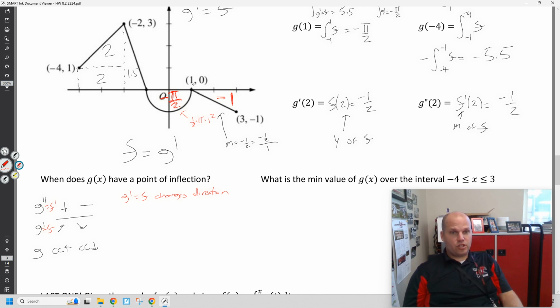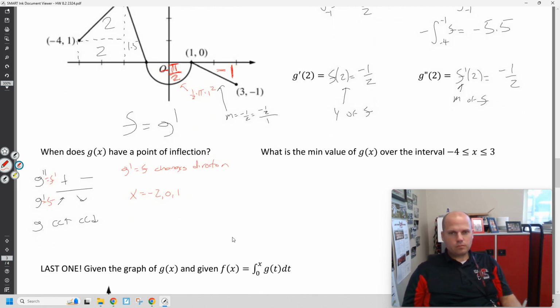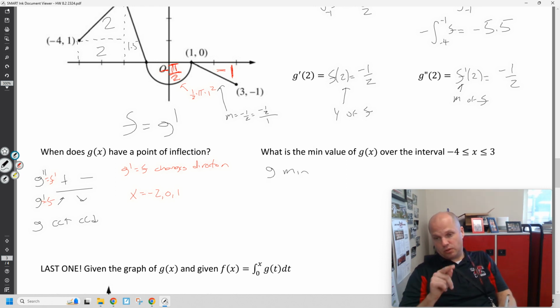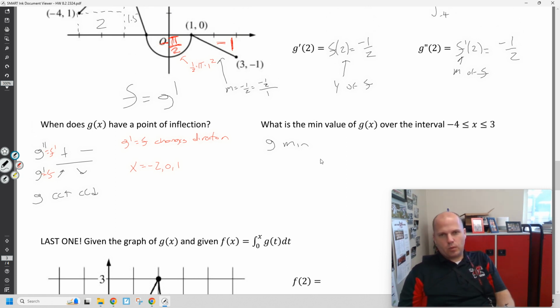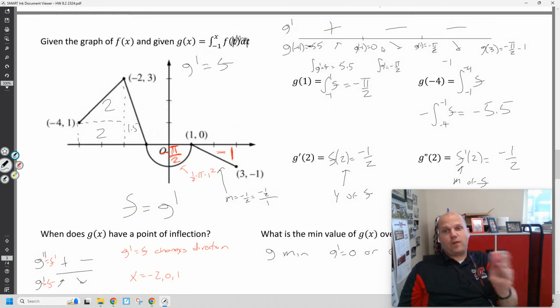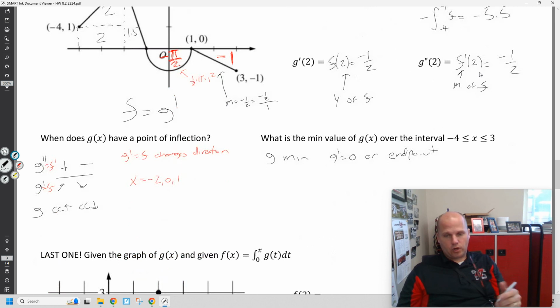-2, 0, and 1. Increasing, decreasing, decreasing, increasing, decreasing. Min value. G has a min. Let's do a little bit of carefulness. If you want to say when G prime equals 0 or an endpoint, great. You just have 3 candidates that you'd have to write down. You've already found all your candidates, so you just write them down with the work and you're fine.